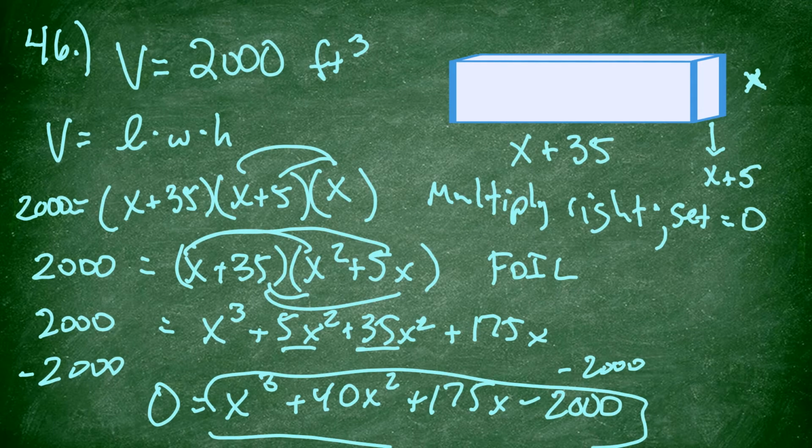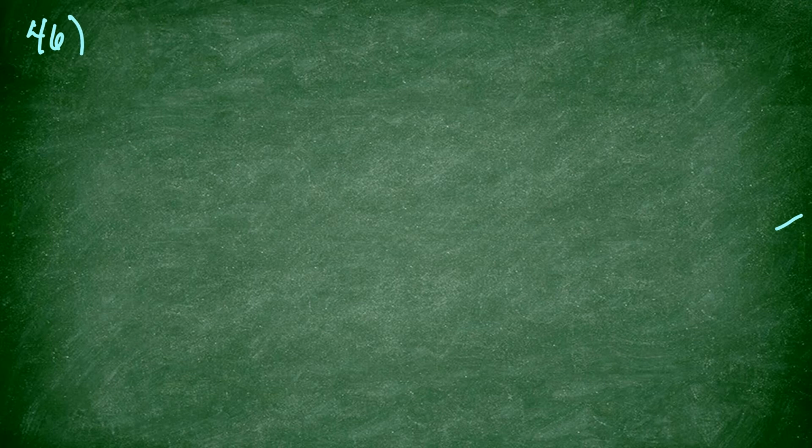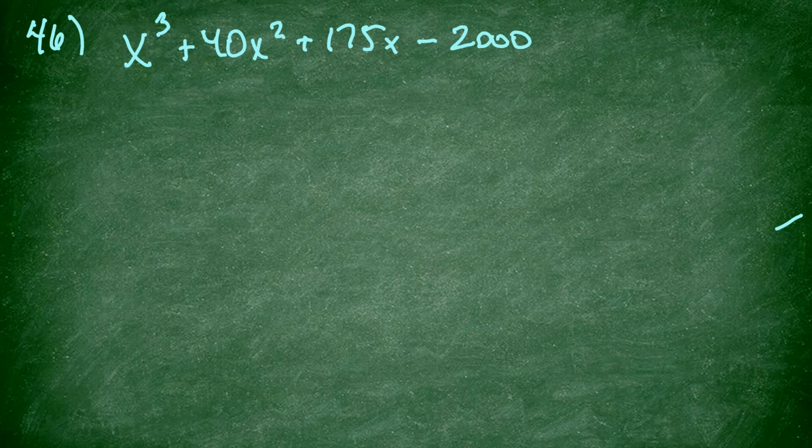So this is 46 still. And remember, we turn this problem into this: x cubed plus 40x squared plus 175x minus 2,000. All right? So now I'm going to find my p and q. So there's my p, there's my q, and I'm going to write out all the factors of 2,000. I gave you guys a hint in class that you didn't have to go that far.